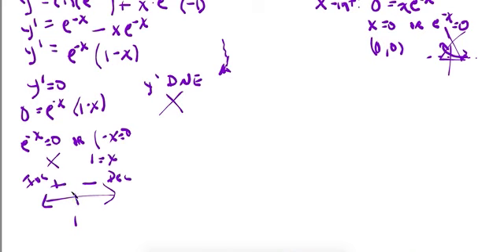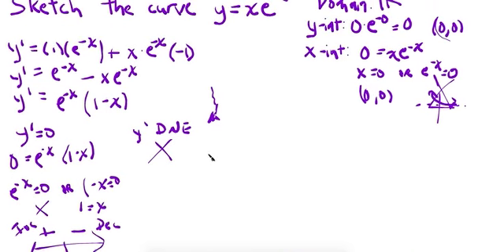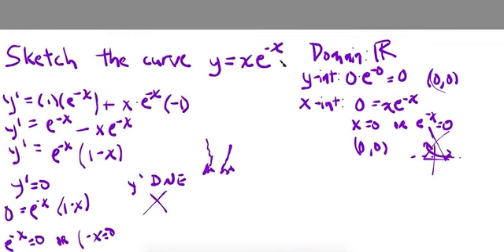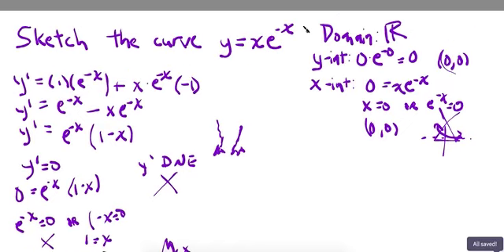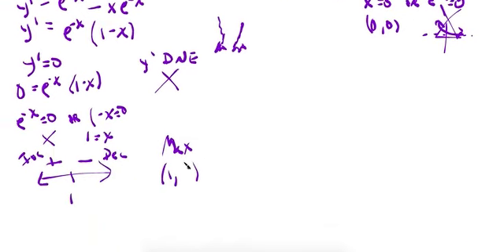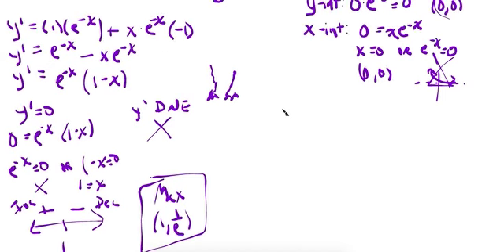Also, at 1 it looks like there's a max, and if we plug 1 into the original function, we'll get the full point. So the max is at 1, comma, and if we plug 1 into the original function, we get 1 times e to the negative 1, which is just 1 over e. Okay, so there's our maximum. We're going to put this right there because that becomes important. Okay, cool beans. Now what we're going to do is take the second derivative.